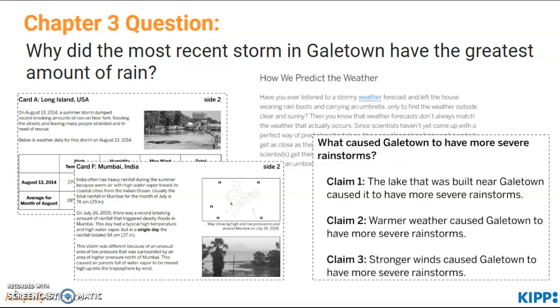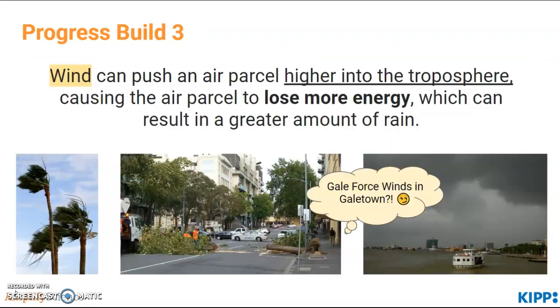By the end of Chapter 3, students discover that wind caused Galetown to have more severe rainstorms, which leads them to Progress Build 3, where students should be able to explain that wind can push an air parcel higher into the troposphere, causing the air parcel to lose even more energy, which can result in a greater amount of rain.